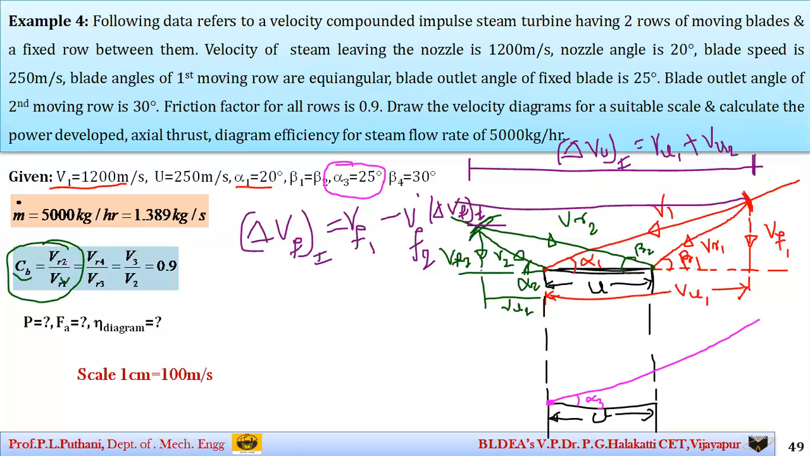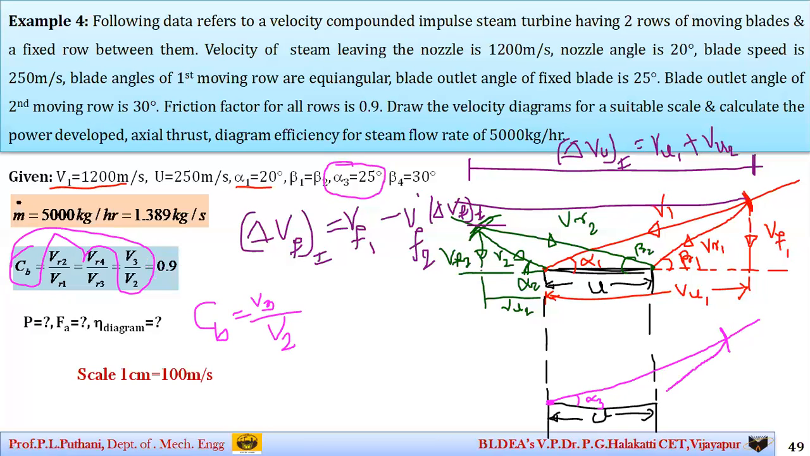What about the length? To find out this length, I will make use of this particular expression, students, that is CB is equal to V3 by V2. V2 length we have measured. We know the value of CB. So I will get the value of V3. Once I get the value of V3 from this equation, CB is equal to V3 by V2, the length of that V3 I will cut on this particular line. Wherever it cuts, from that you join to the other part of the tangential speed.